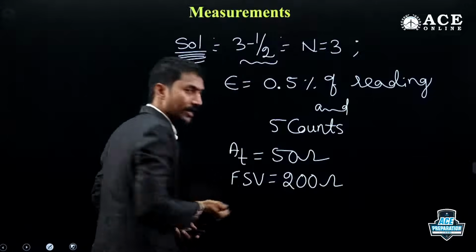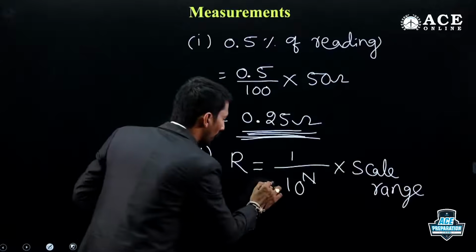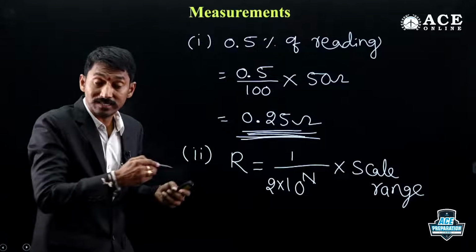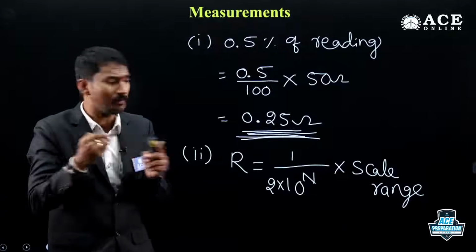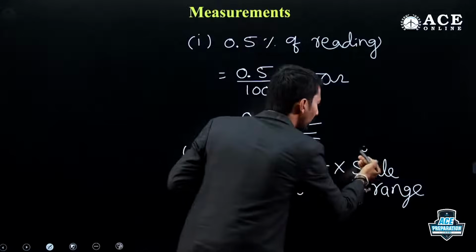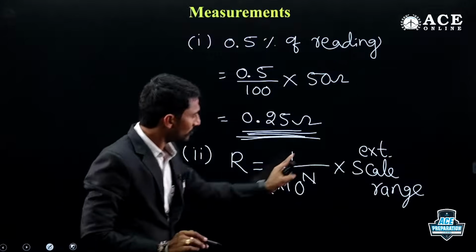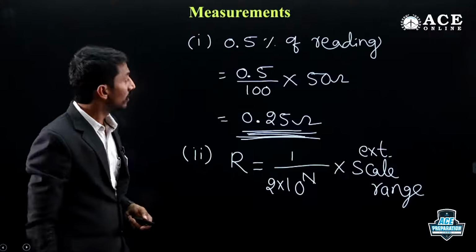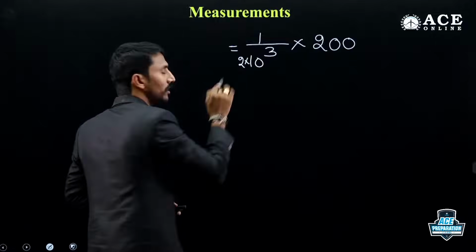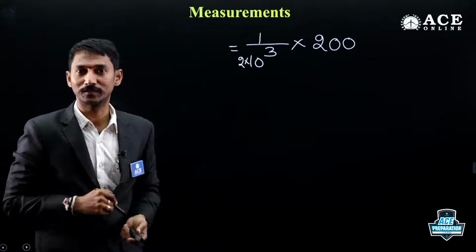If this is given as extended, what do you have to take here? In the formula, you need to take compulsorily into 2. Because if the range is given after extension, extended counts only we have to take, and the 2 I am writing is for the extended scale range. Now matching extended counts, extended scale range. This 200 is extended only, but we need to write 2 here. Very, very important point. You know the concept of this.